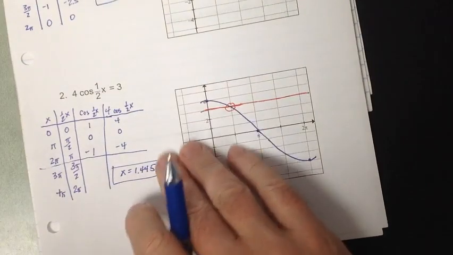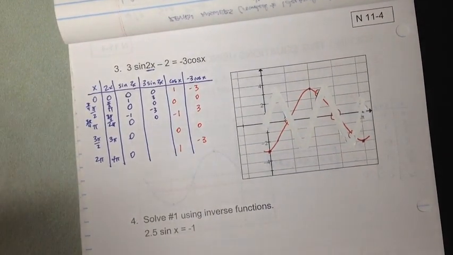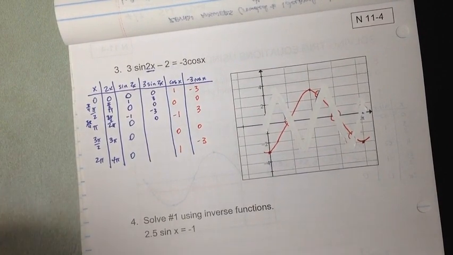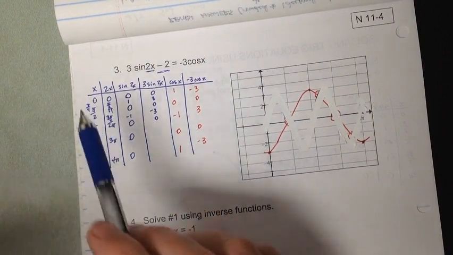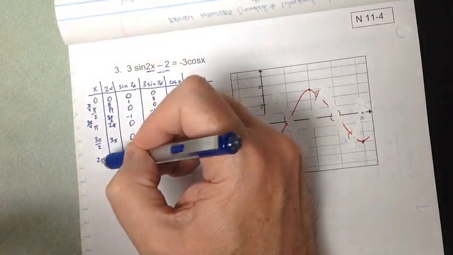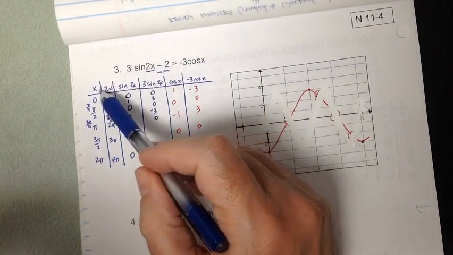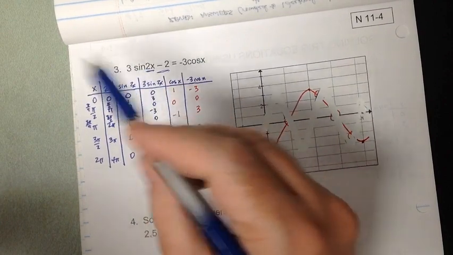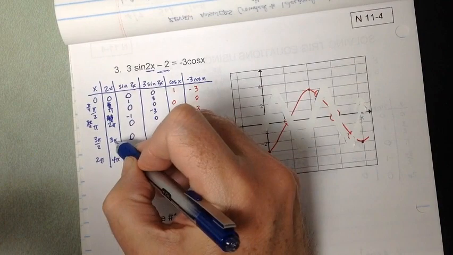Alrighty? Alright, let's try this again. I forgot to do my shift on the last time I did this. I have a -2 shift here. So here's what I did. I put in 0, pi halves, pi, 3 pi halves, and 2 pi. When I multiplied times 2, I've got 2x here, so I multiplied all my x values times 2. I've got pi, I've got 2 pi, 3 pi, and 4 pi.